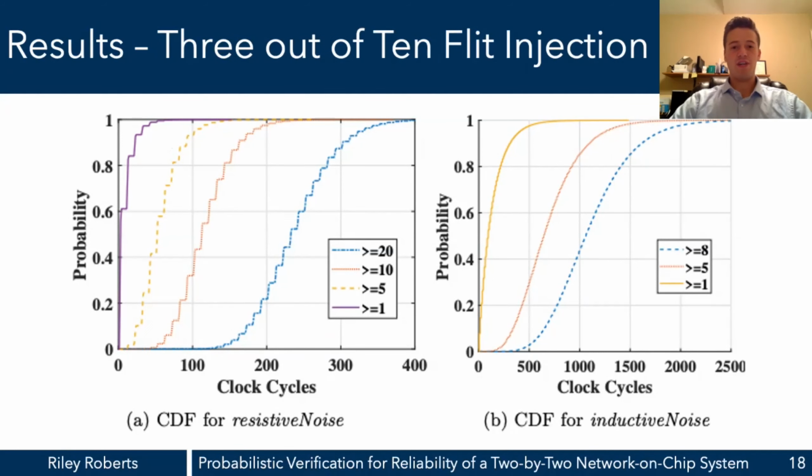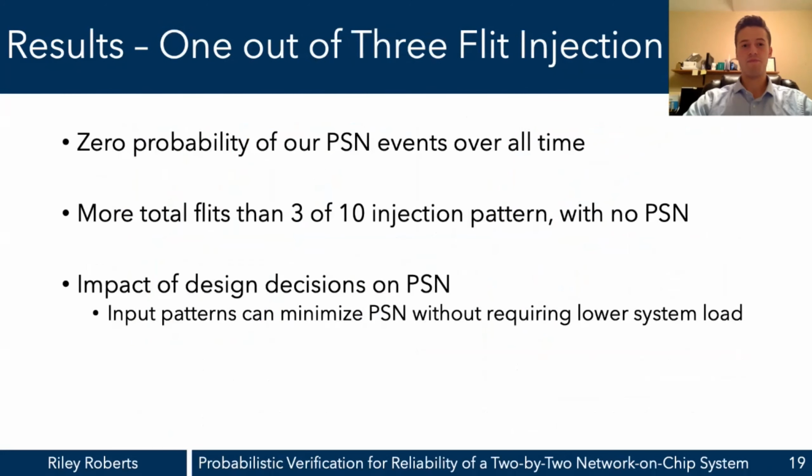These graphs show the cumulative distribution function for the probability of various levels of resistive noise and inductive noise events for a burst of 3 flits out of every 10 cycles. Once again, all of the routers receive the 3 flits on consecutive cycles at the same time. Here we can see that after the 30 clock cycles that we originally checked with our every other cycle model, this model results in a much higher probability of a resistive noise event, despite 3 out of 10 flits actually being less total flits every 10 cycles than the every other cycle flit injection pattern.